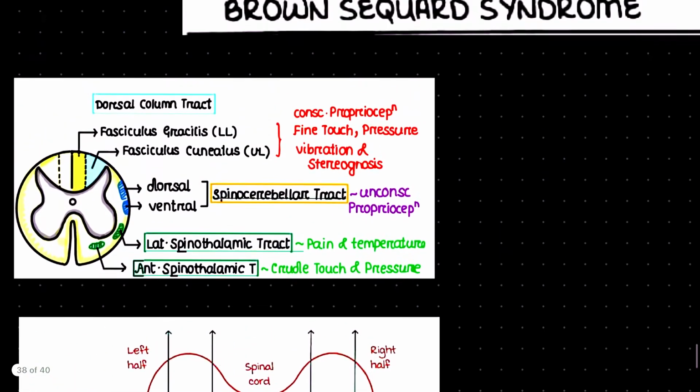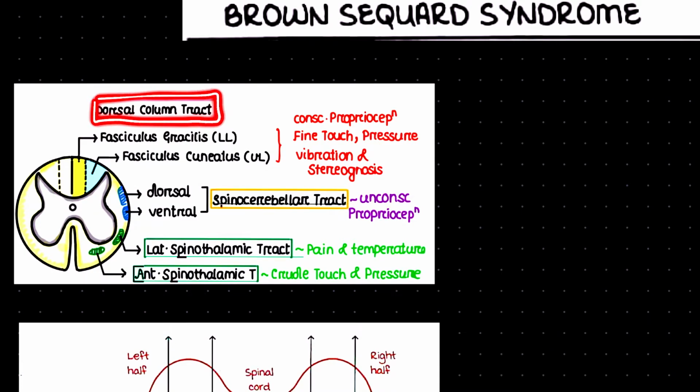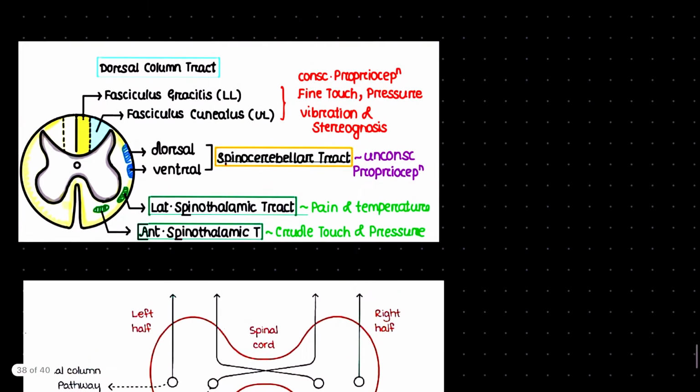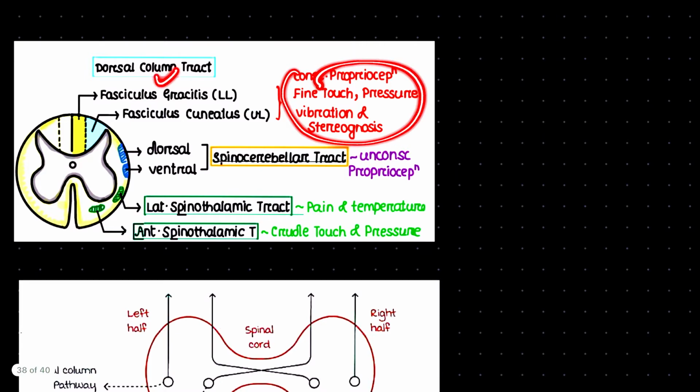The sensations carried by our dorsal column pathway, or dorsal column tract, are conscious proprioception, fine touch, pressure, vibration, and stereognosis. It is our capability to touch and identify an object without actually watching or viewing it. These are the sensations carried by the dorsal column tract.